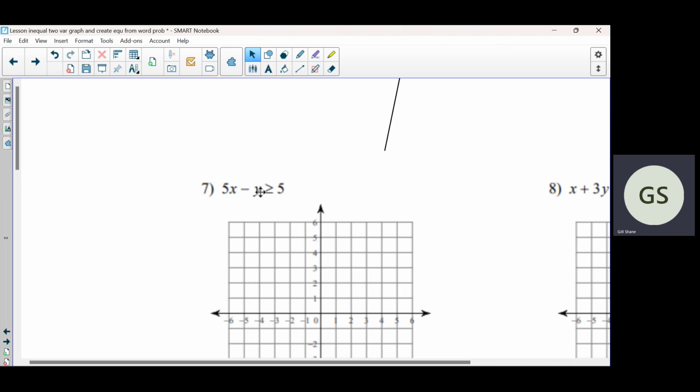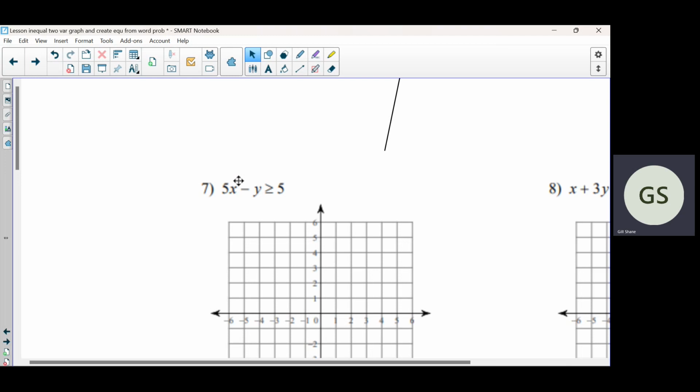We've already done creating a table, which will work with any type of inequality. It'll work with this type of inequality you see right here. It will also work with an inequality where y is all by itself. So we did that first. Today, though, we're going to focus on the inequalities where y is all by itself, because we can use the y-intercept and the slope to do those.